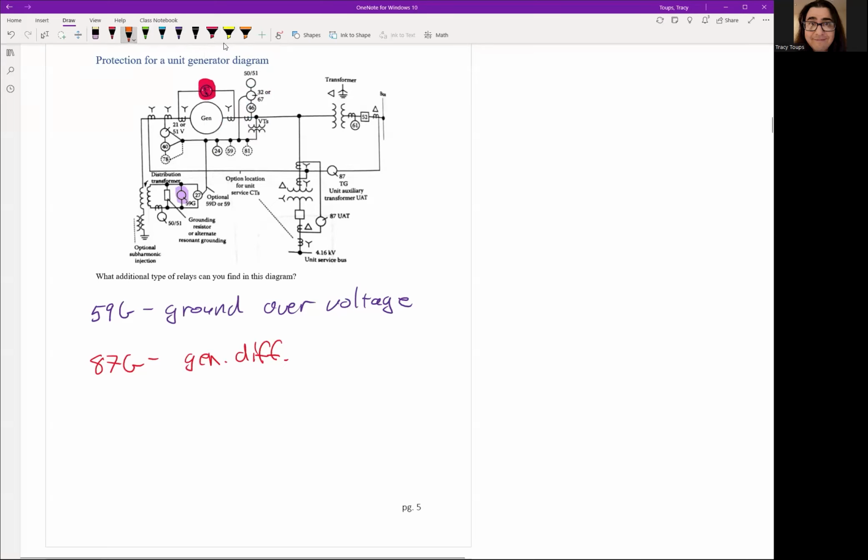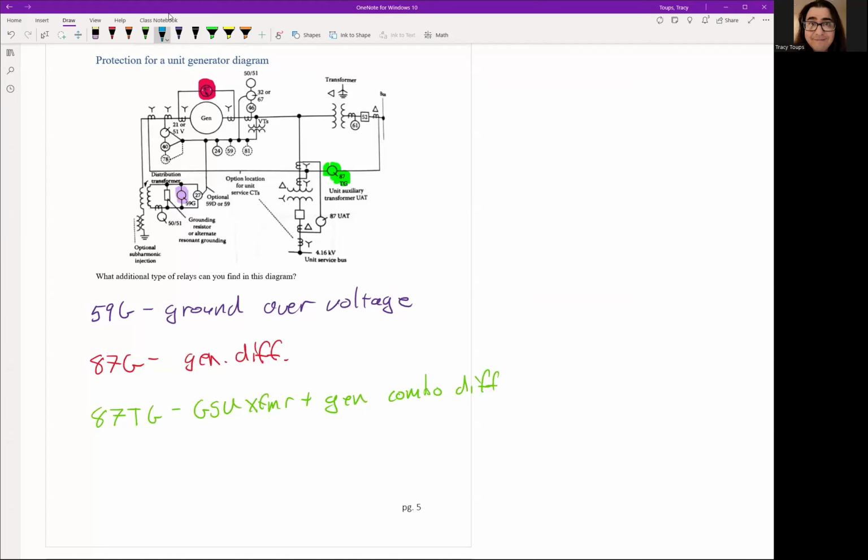Okay. Next, we have a second layer of differential, because we remember we like backups. We like something super expensive. We want to have multiple layers of protections. So we have the 87TG. This is the GSU transformer plus the generator itself. And this is called a combo differential. Okay. And let's write that in. That's this one right here. Okay.